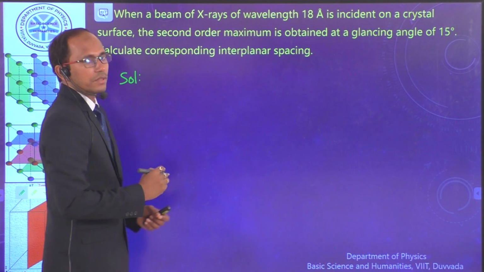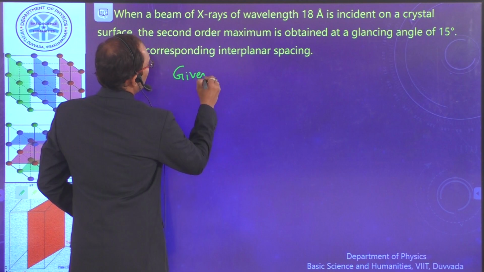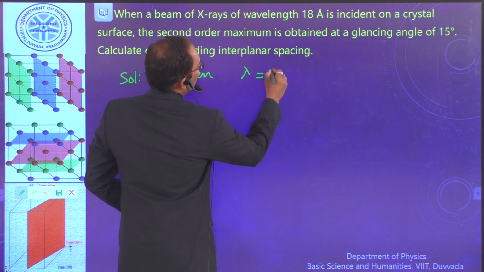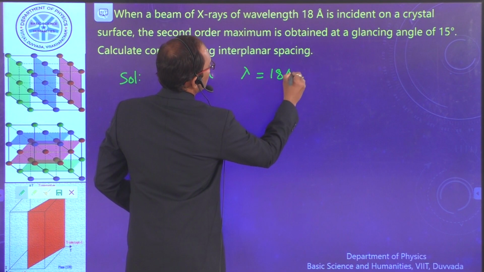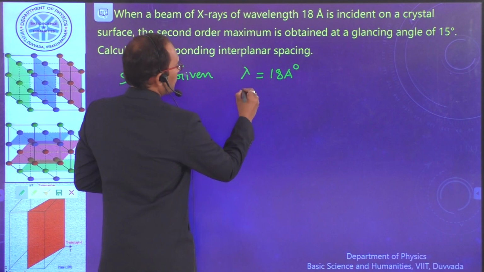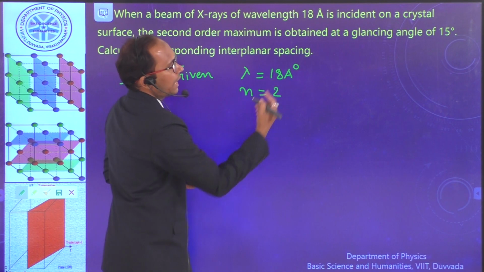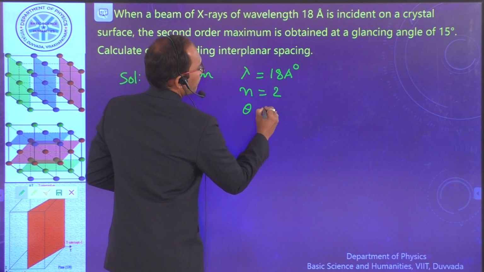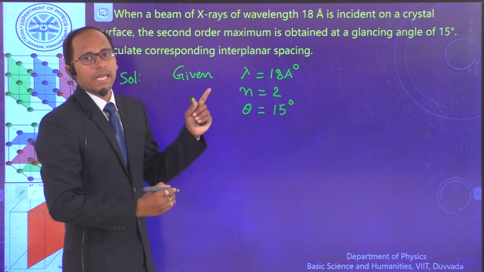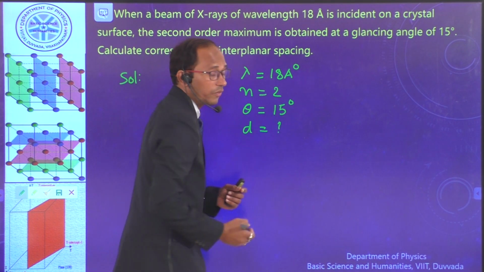Solution. First, what is given? We just have to identify. Lambda is given, it is 18 angstrom units. Then it is second order maximum, that means n is given, n is 2. And glancing angle, that means theta is given, theta is 15 degree. What you have to find? Interplanar spacing, that means d we have to find.